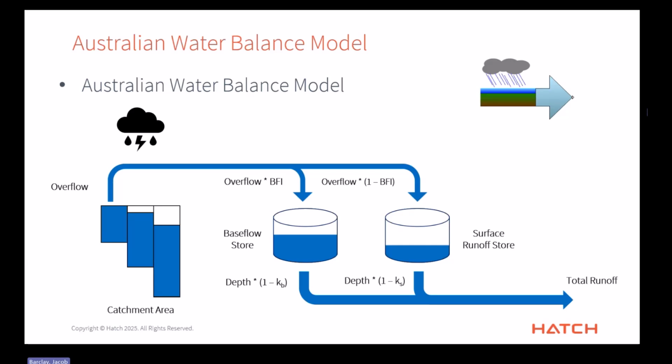So it's just depth multiplied by some constant. That's going to give you your runoff, where it's going to have a different behavior, whether it's coming from the base flow store or from the surface runoff store.